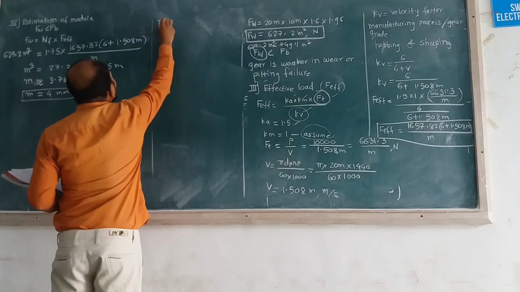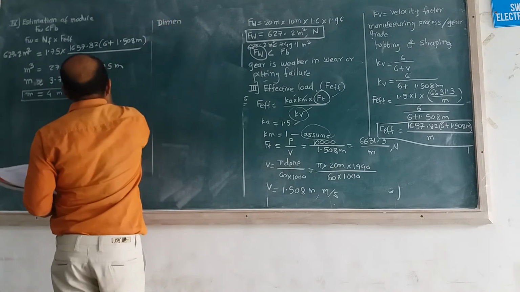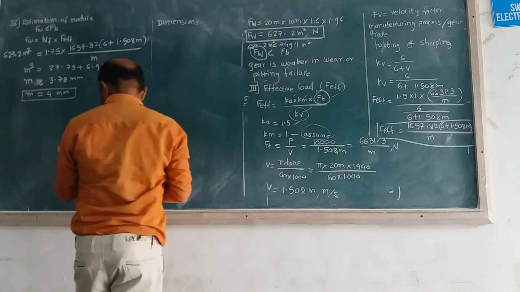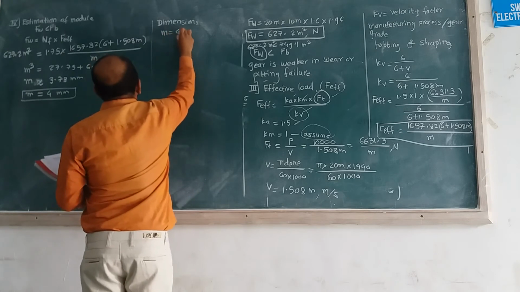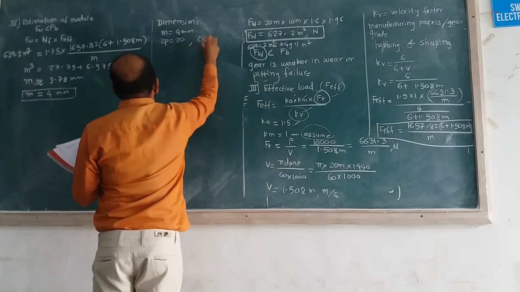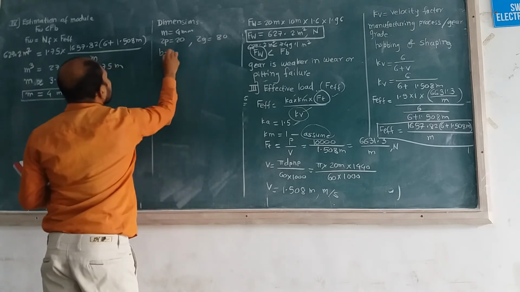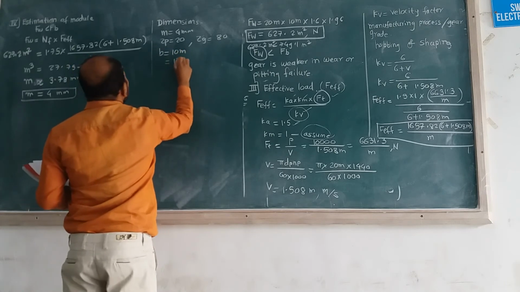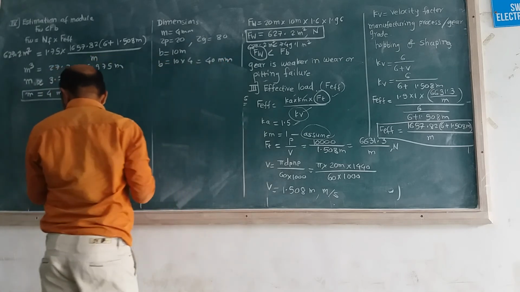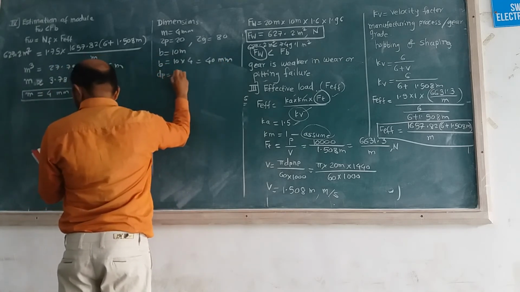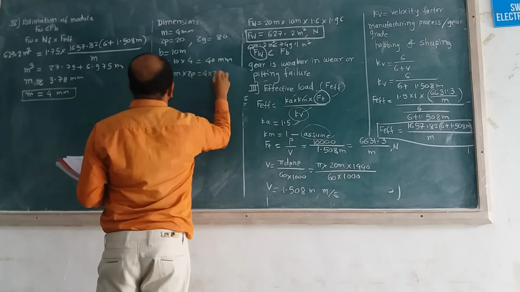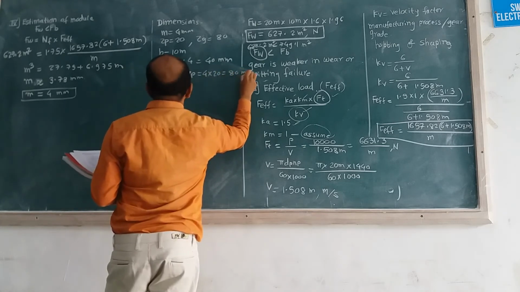So this is our first answer. Then the second answer is dimensions. The module is equal to 4 mm. ZP is already available, 20. ZG is 80. Now B is equal to 10 times module, so 10 into 4, that is 40 mm, the face width. B is equal to 40 mm. dP is equal to m into ZP, substituting the value of m, 4 into 20. So this value becomes 80 mm.